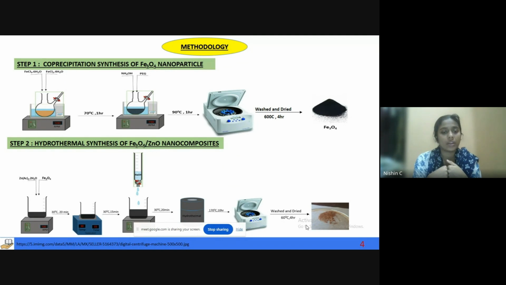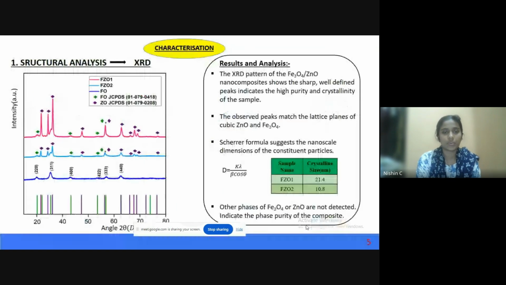Then the Fe3O4 ZnO nanocomposite is prepared by hydrothermal synthesis. For this, the Fe3O4 and zinc acetate were dissolved in 30 ml of DI water. After sonication, 30 ml of sodium hydroxide is added dropwise under constant magnetic stirring. After hydrothermal treatment for 10 hours at 170 degrees Celsius, centrifuging, washing and drying, we get the Fe3O4 ZnO nanocomposite. The characterization. Throughout my characterization, I represent the Fe3O4 ZnO nanocomposite as ZnO.